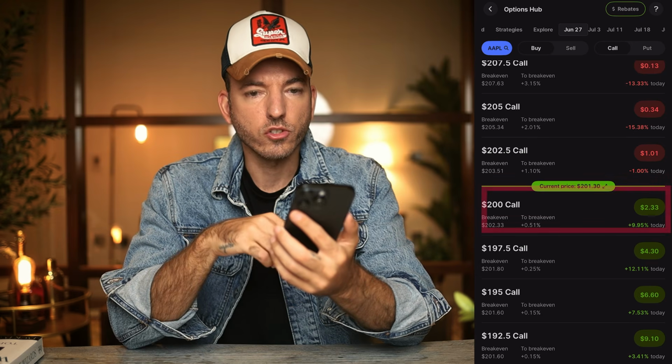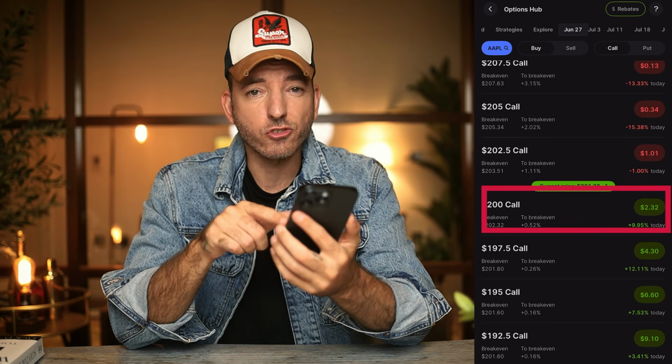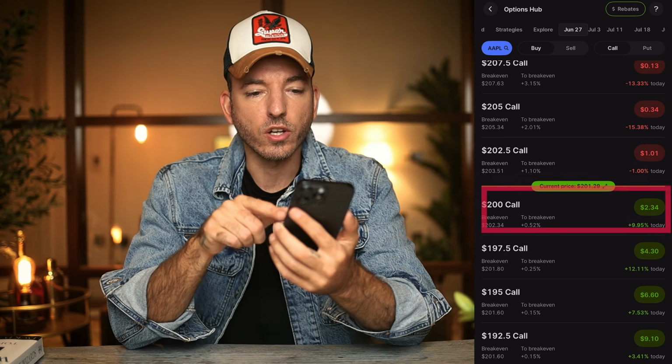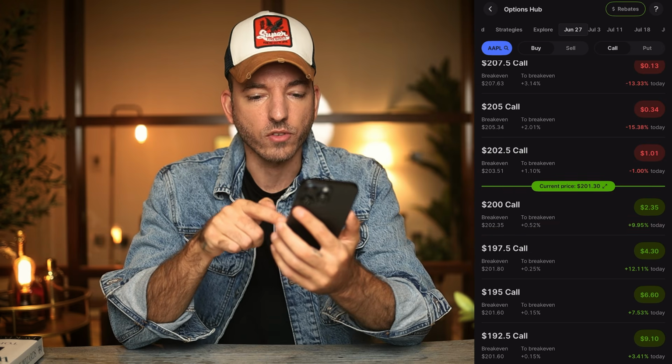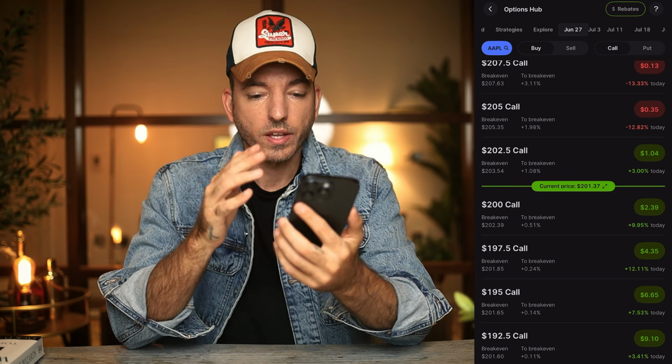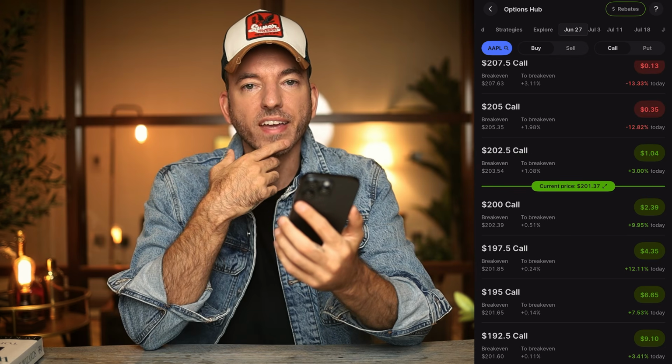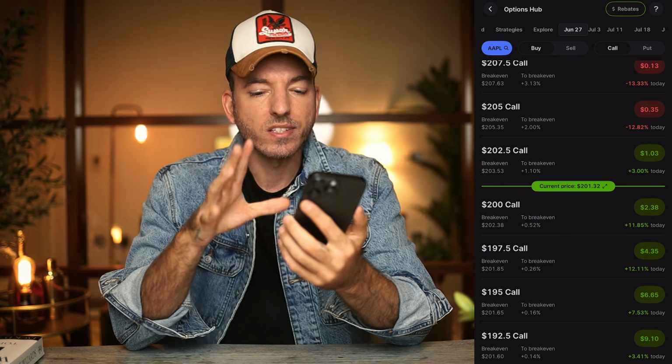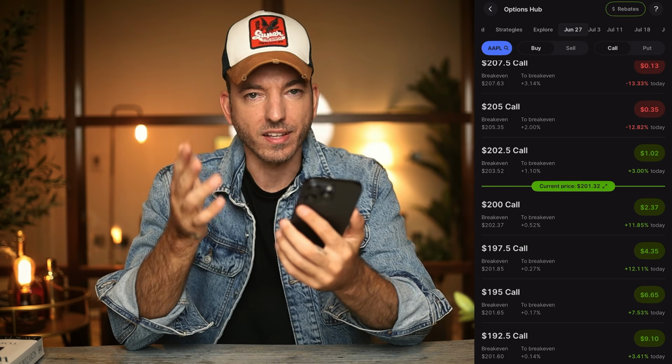Now let's take a look at the $200 call. You can see that the option contract costs $2.34 if we were to buy this contract, right? $2.35 now because it just changed. Oh, 236, 238, 239. We missed out on gains. Good job. So basically what this means is you're not paying $2.38 for it.